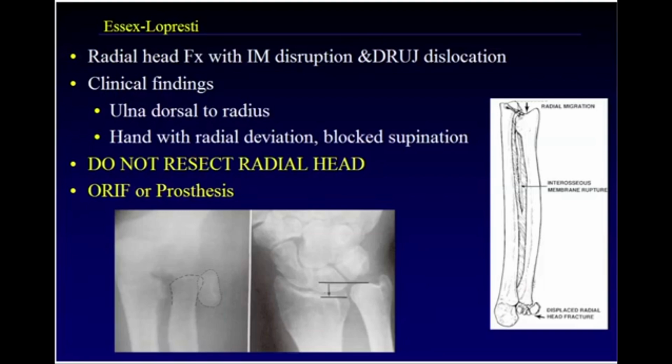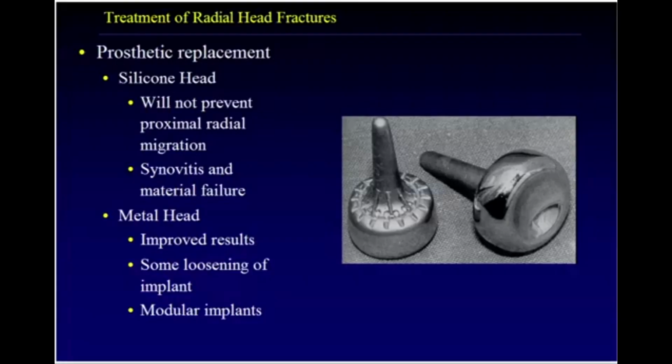The treatment of this, again, do not resect the radial head. Treat it with either ORIF or prosthetic replacement, and the reason for this, of course, is to prevent proximal migration of the radius. Silastic head implants will not prevent proximal radial migration, and they have been shown to be associated with significant silicone synovitis. So for that reason, the silicone radial head implant should not be used. So use a metallic head implant. They've been shown to be associated with improved results.